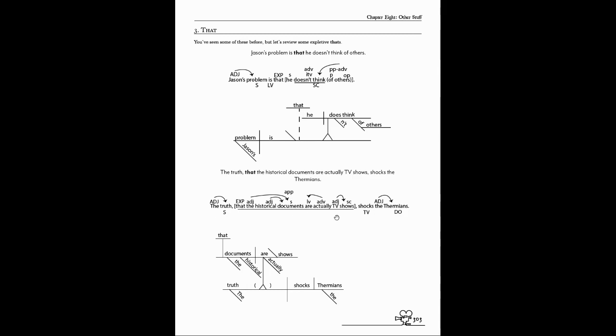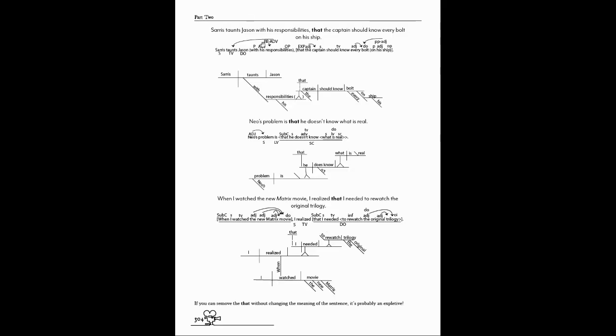The truth that the historical documents or TV shows shocks the Thermians. These are both sentences from previous chapters, so they should be familiar. Again, my dotted lines are just not showing up in this view. But yeah, you could do that here. It would be kind of hard to put it all the way over here, so I would just attach it to the line, the noun clause. All right, same thing. Sarah taunts Jason with responsibilities. This whole positive thing, so attach that. See, those dotted lines come through, but these don't. I give up. Resolution is a funny thing.